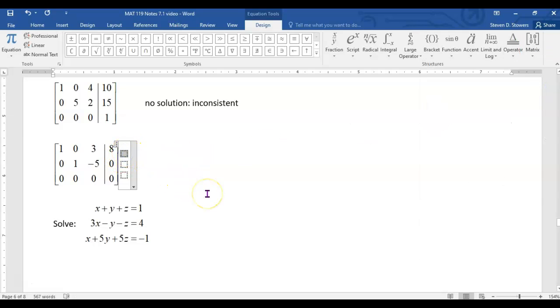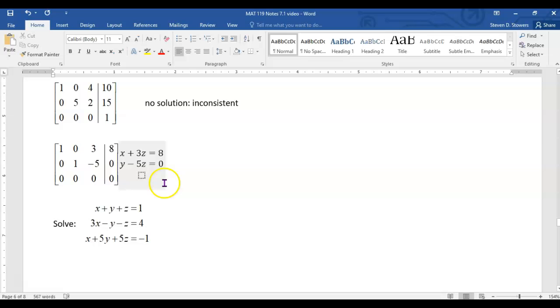But this would be an example of a dependent system. Now the top row of the matrix is telling us that 1 times x plus 0 times y plus 3 times z equals 8. And the middle row of the matrix is telling us that 0 times x plus 1 times y minus 5 times z equals 0. And the bottom row isn't really telling us anything. It's just saying 0x plus 0y plus 0 equals 0. So we can ignore that.